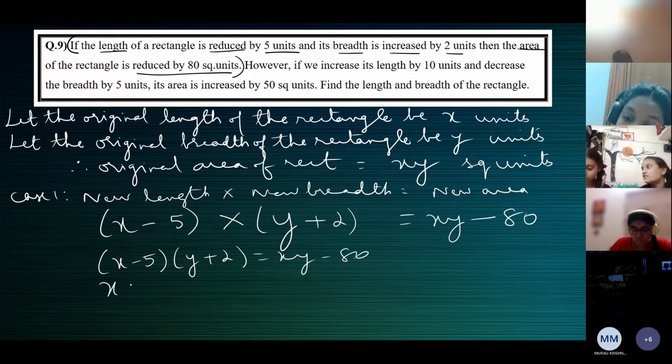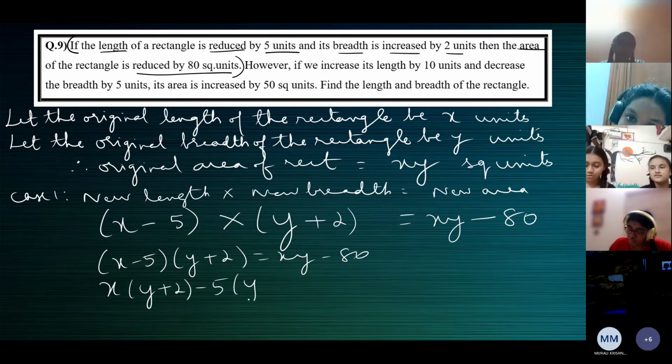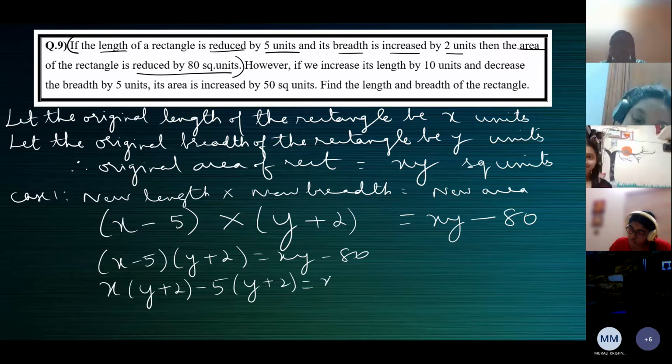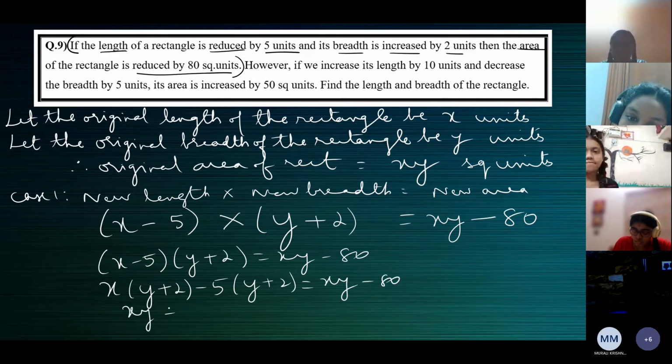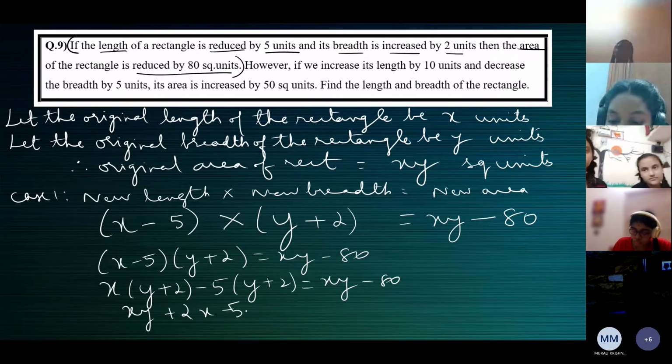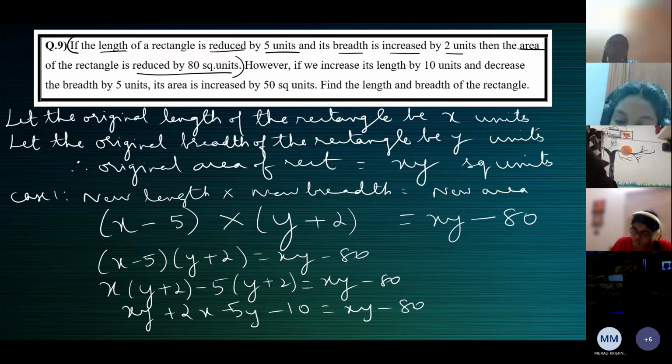Multiply this: x into y plus 2 minus 5 into y plus 2 is equal to xy minus 80. So you get xy plus 2x minus 5y minus 10 is equal to xy minus 80. xy on both the sides gets cancelled. 2x minus 5y is equal to minus 70.